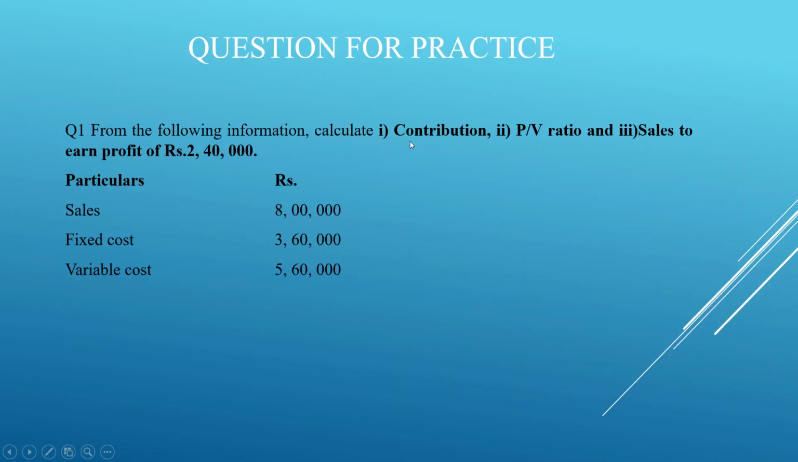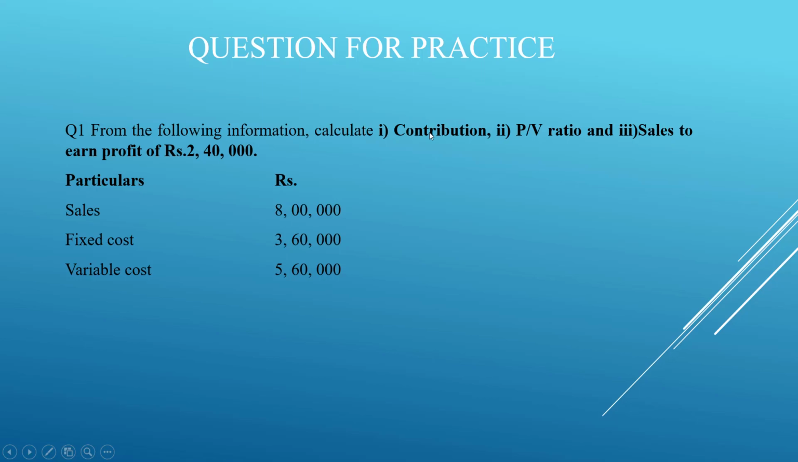And the next, from the following information, calculate contribution, PV ratio, and sales to earn a profit of 2,40,000. Now you have to find out the contribution from here, PV ratio, and again sales value. Now sales value should always be in rupees. Okay, if it is asked in number of units, then you have to find the number of units. Now it is given here as sales, that means you have to find it in rupees value. Sales value is given, but that does not mean it is the sales required. If you have to earn 2,40,000 profit, what should be the sales? Sales to earn profit of rupees 2,40,000. Don't go with this given value of sales.